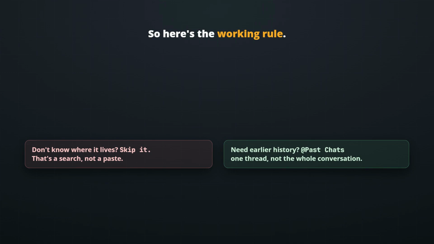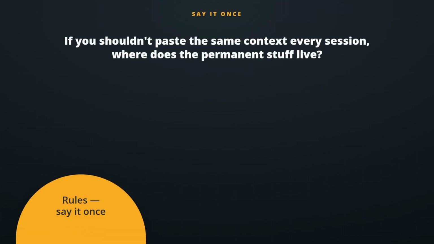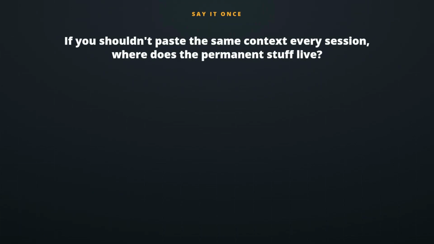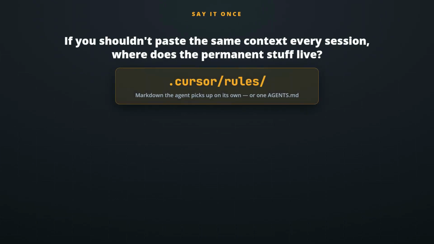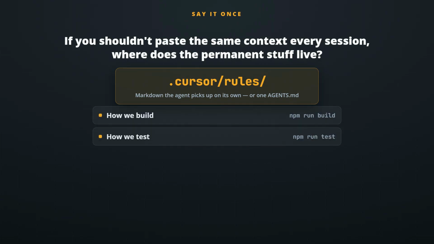And when you need history from an earlier conversation, use past chats to pull the one thread you need instead of repasting the whole thing. Which raises a fair objection. If you shouldn't paste the same context every session, where does the permanent stuff live? In rules. A markdown file under .cursor/rules, and the agent picks it up on its own. What goes in it? The things you'd tell someone on their first day. The build command, the test command, the one component that shows how we do forms here.